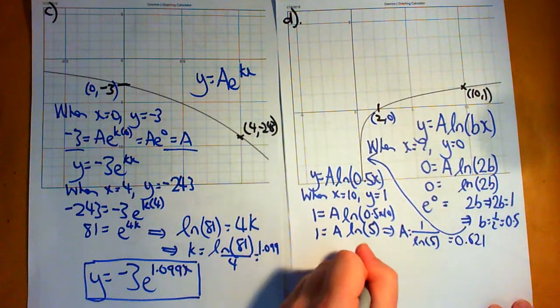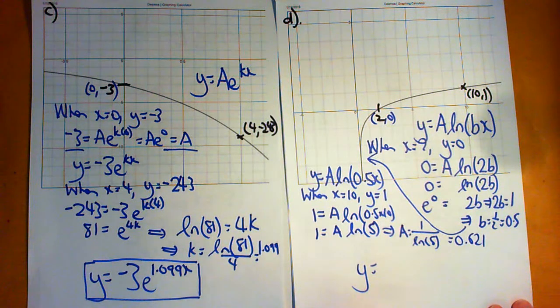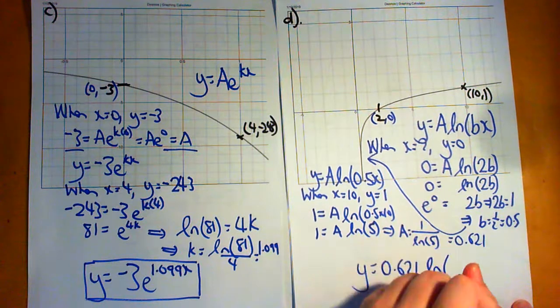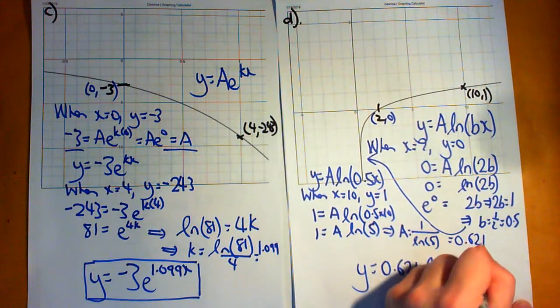So our equation is a ln of bx. A we've found to be 0.621. b is 0.5 times x.